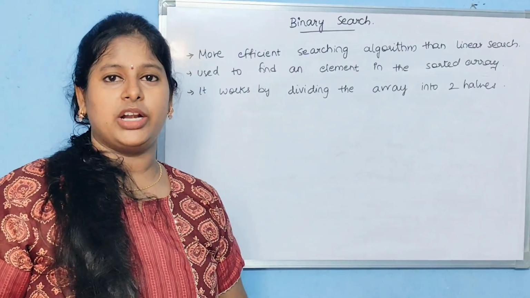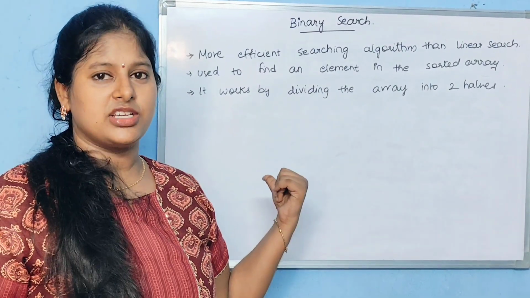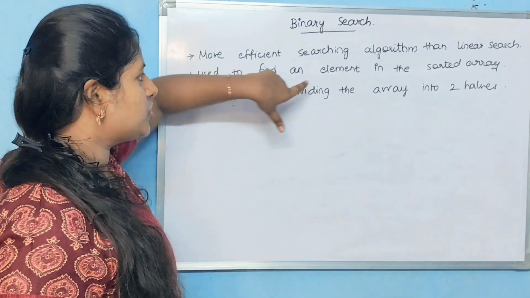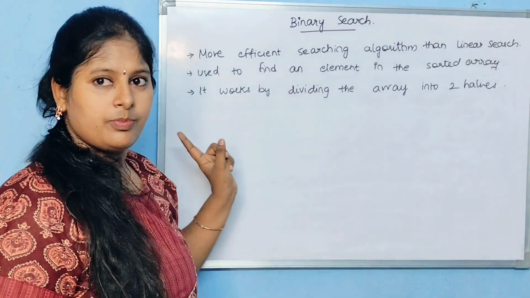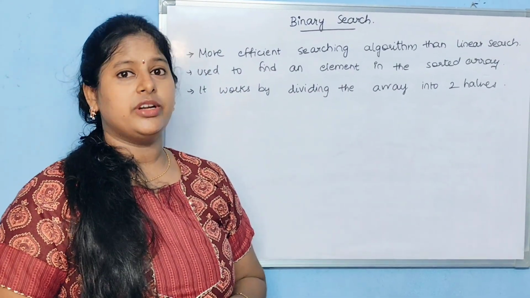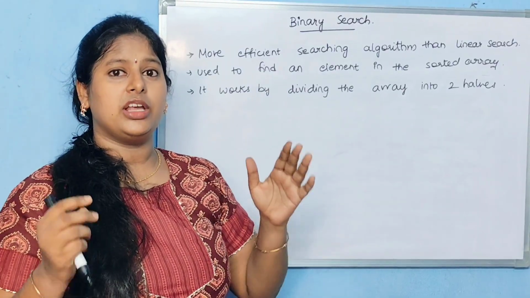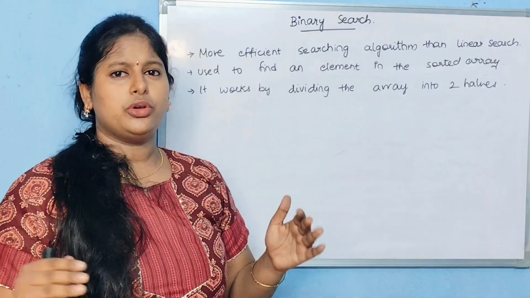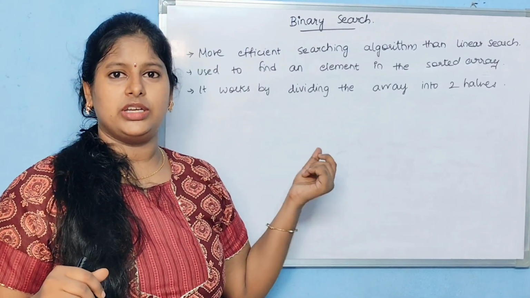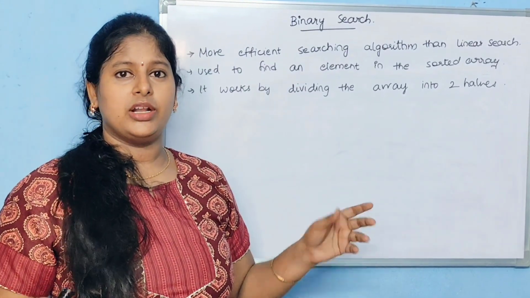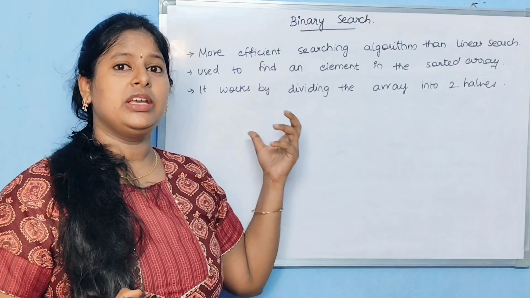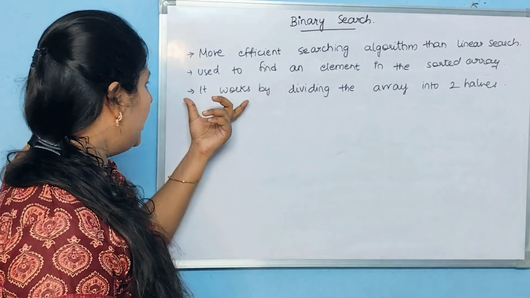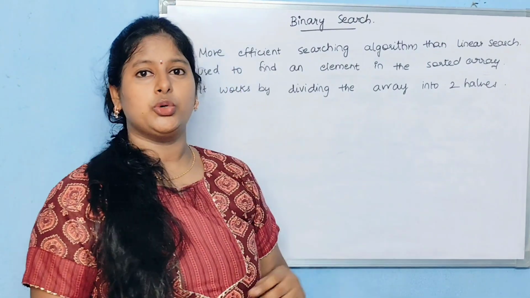To overcome that problem, we have the binary search concept. So what is happening in binary search? It is used to find an element in a sorted array. In linear search, you did not have any rule that your elements should be arranged in sorted or unsorted order. You took random elements, like 16, 43, 1, in different order. But here, the elements should be in either ascending order or descending order. It works by dividing the array into two halves.